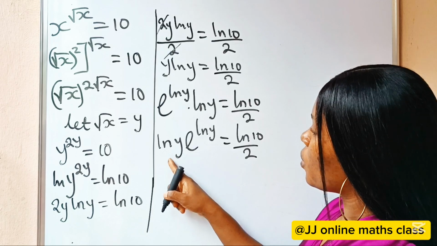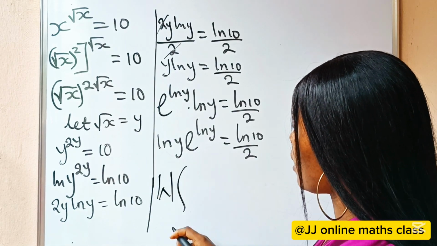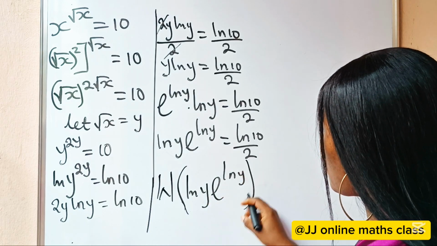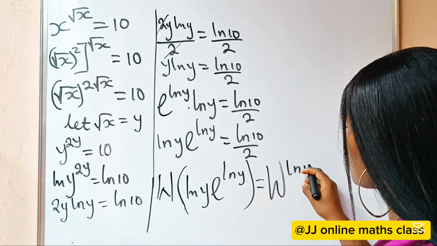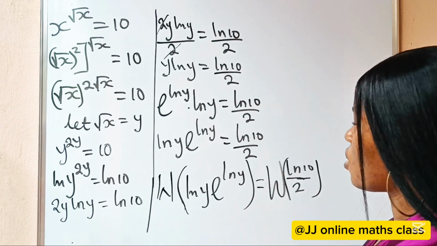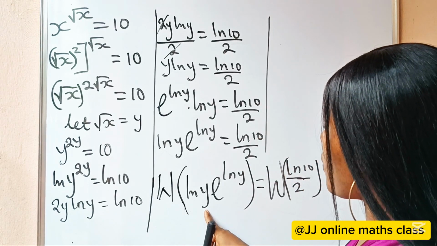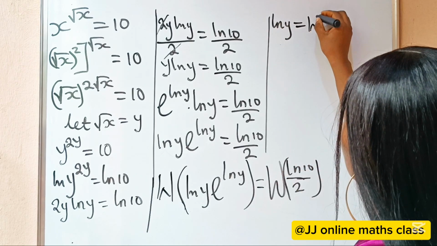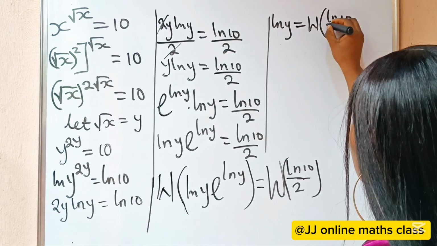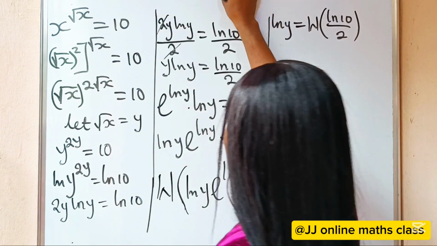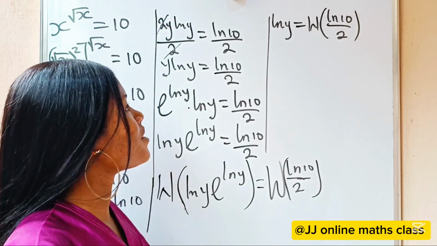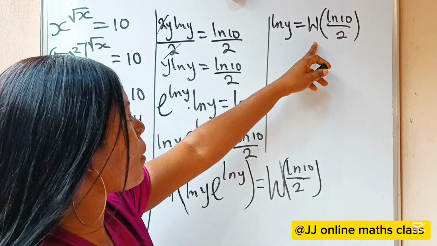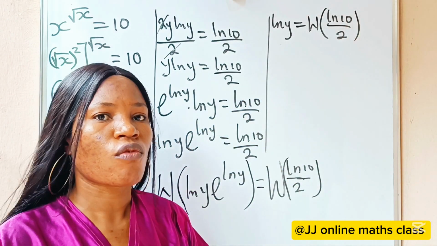All right, so we are going to introduce the Lambert W function here, and we have the Lambert W function of ln y times e raised to the power of ln y is equal to the Lambert W function of ln 10 divided by 2. From here we can see that this side will give us ln y is equal to the Lambert W function of ln 10 divided by 2. Now let's continue. So looking at what we have now, ln y is equal to the Lambert W function of ln 10 over 2.